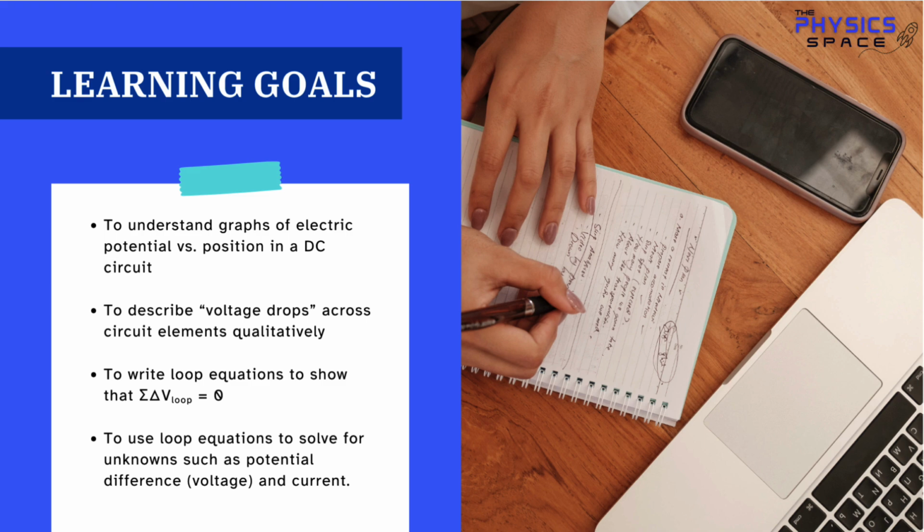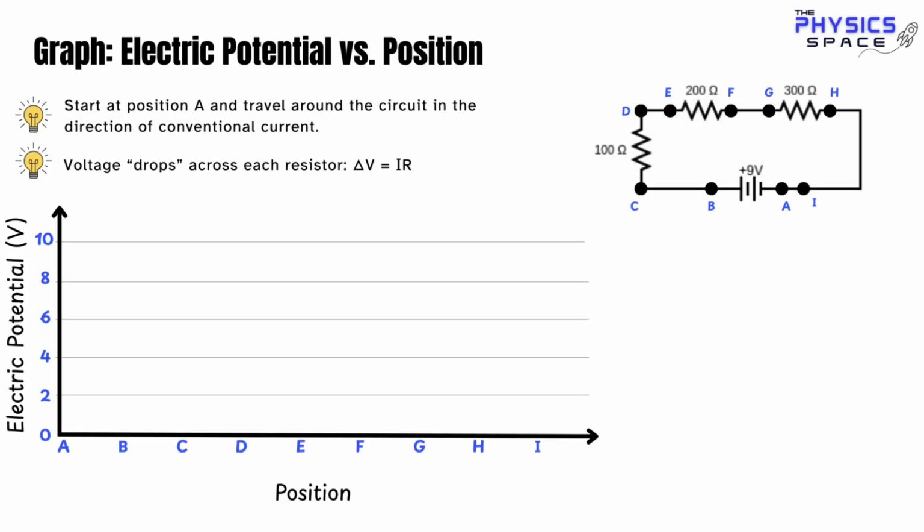So let's get into a basic little graph here for the electric potential versus position in this circuit. You see here we have a simple circuit. It's just a single loop, and we have some points that we're going to move across to graph how the electric potential changes as we move through this circuit.